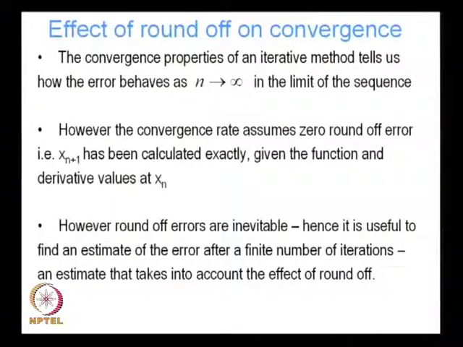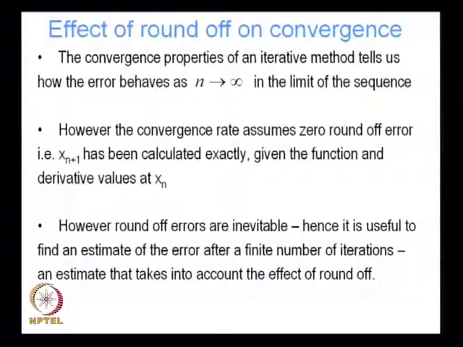And how are those round off errors going to affect my convergence? That also is interesting. Hence, round off errors are inevitable. Hence, it is useful to find an estimate of the error after a finite number of iterations, an estimate that takes into account the effect of the round off, right. So, up till now our convergence laws, convergence relationships, have all assumed that round off is non-existent.